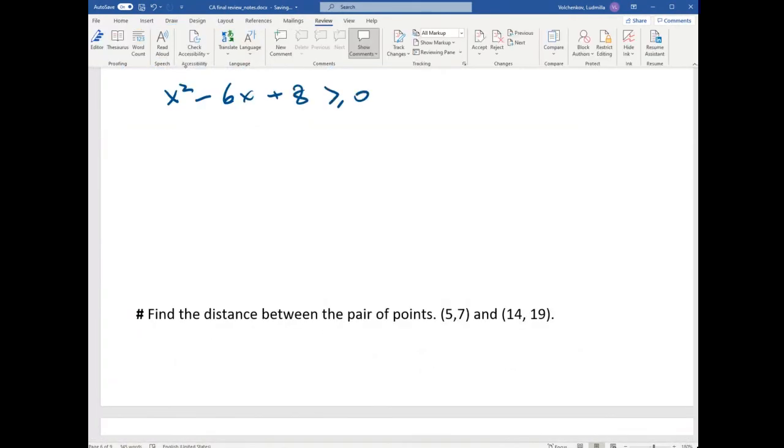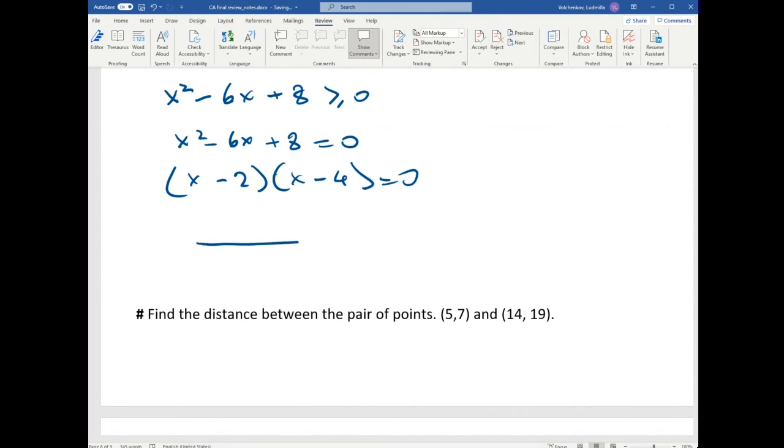x squared minus 6x plus 8 greater than or equal to 0. First we find the boundary values: x squared minus 6x plus 8 equals 0. The product is 8 and the sum is negative 6, so x minus 2, x minus 4 equals 0. Okay, we have two boundary points, x equals 2 and x equals 4.